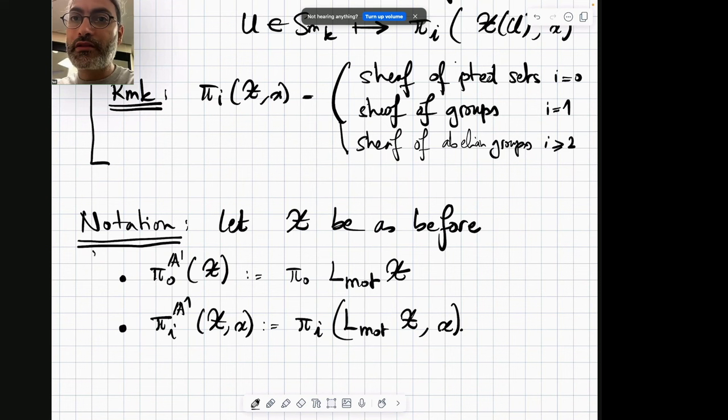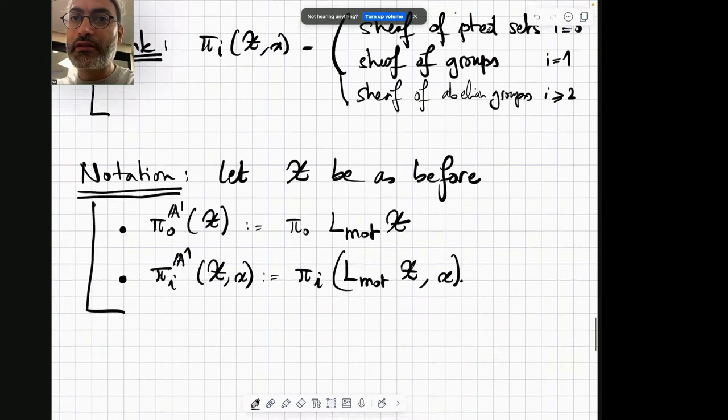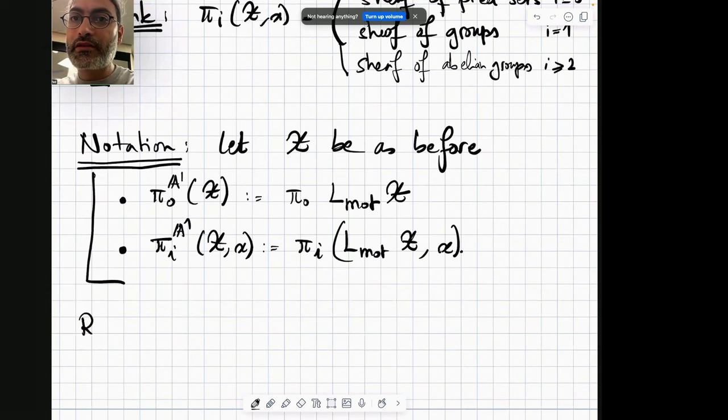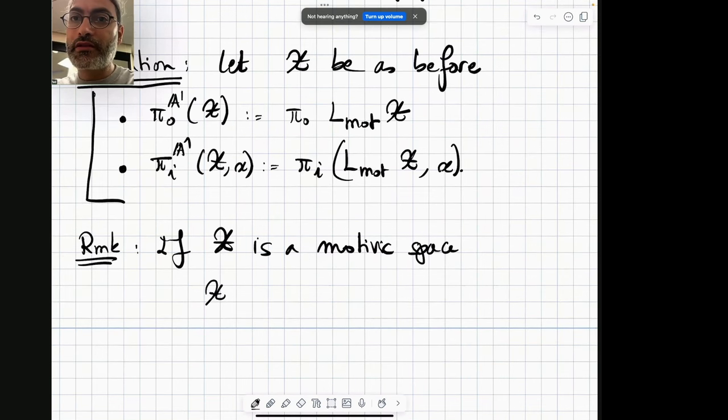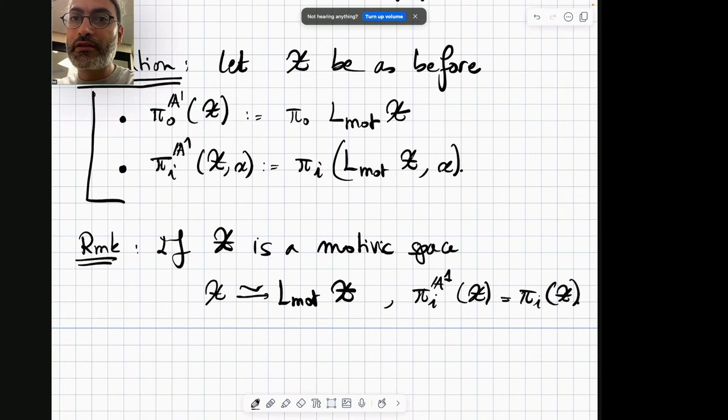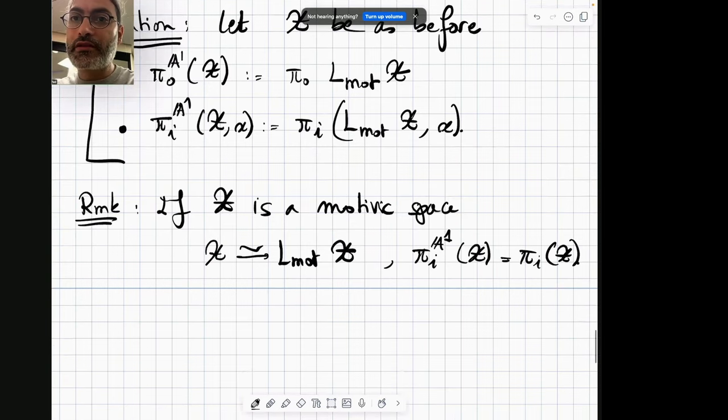Okay, so these are somehow the main objects of study in motivic homotopy theory. And so maybe here's a remark. If X is a motivic space, then it is equivalent, in the sense of homotopy theory, to its motivic localization, and therefore these pi i A1's are just the old ones, right? But I will probably keep using this pi i A1, even if I'm dealing with a motivic space later on, so don't get confused about this.